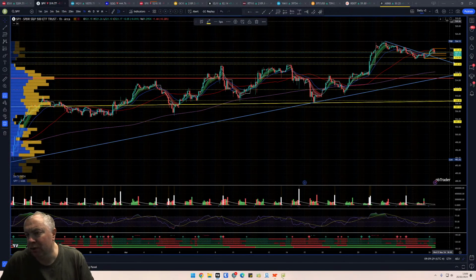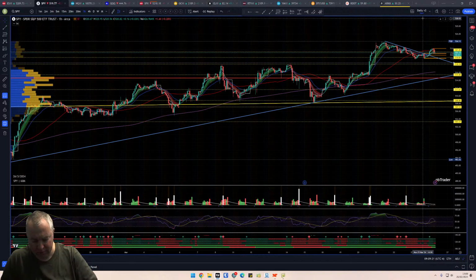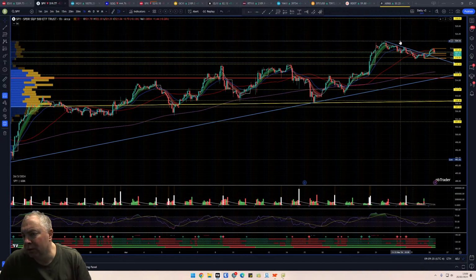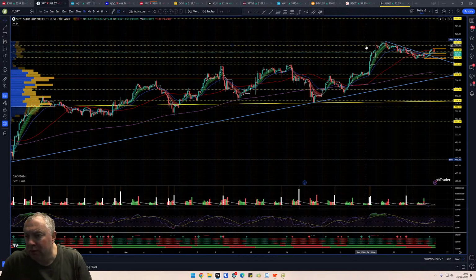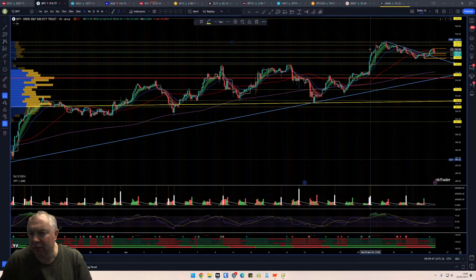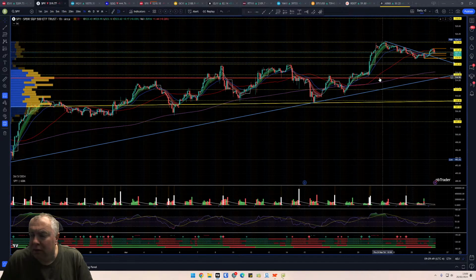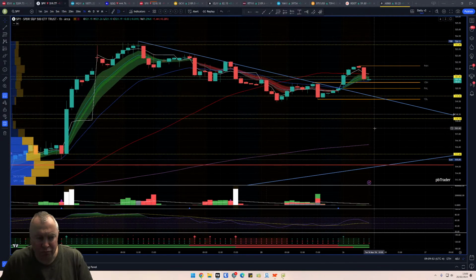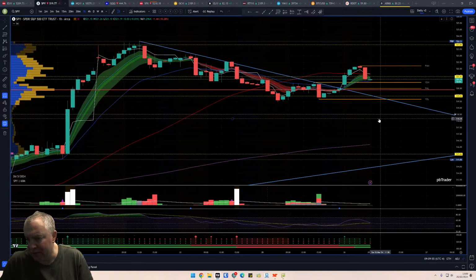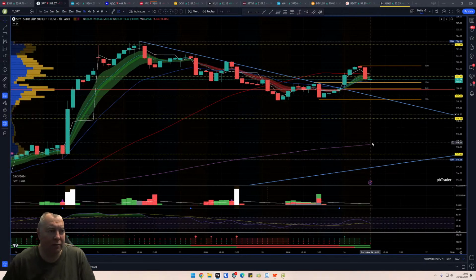Round number, psychological number, so we can keep an eye up here. If we get that high, we can also keep an eye on the all-time highs for rejection as well, 524, and that will probably be around that area. Let's give it that one. But yeah, keep it tight, and really I want to see it come back down into this area here, 518. That's the main area I'm watching.